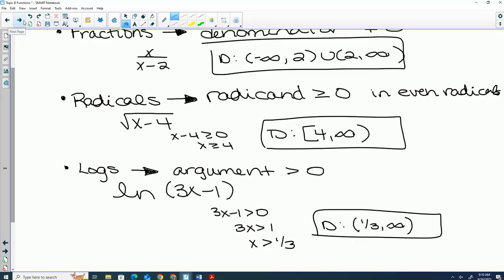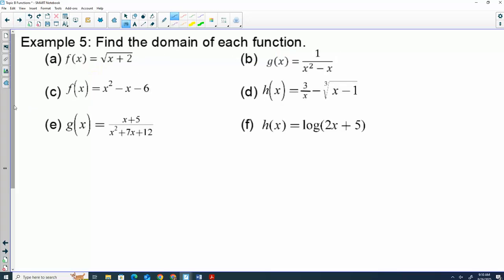All right, I'm going to give you guys a few minutes. Do as many of these as you can. So first one, it's a square root. So the argument is greater than or equal to 0, so x has to be greater than or equal to -2. We prefer interval notation, so that's everything from -2 to infinity.